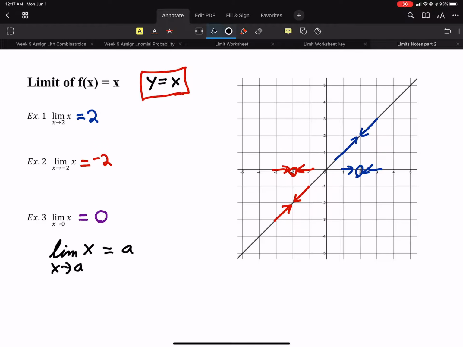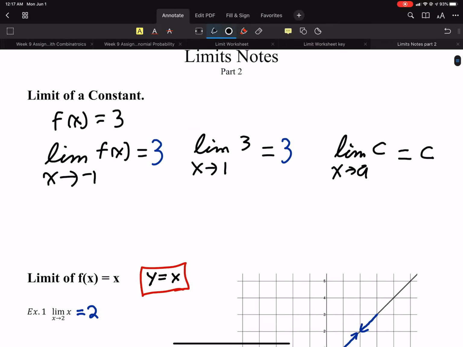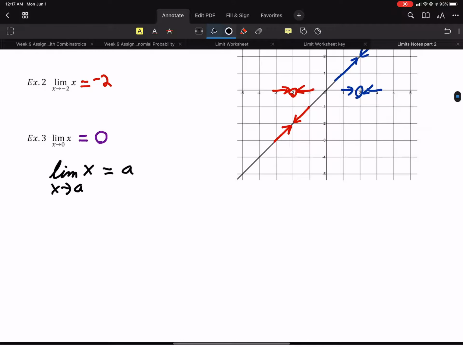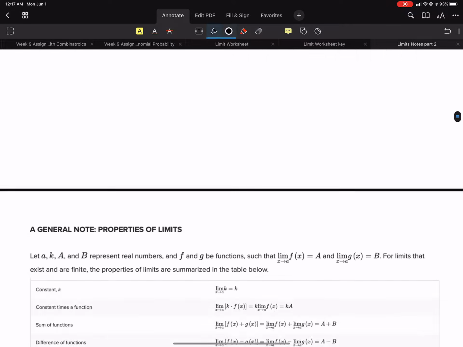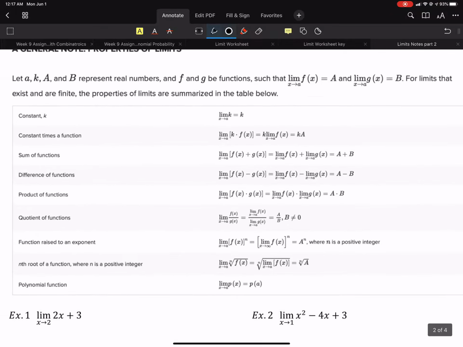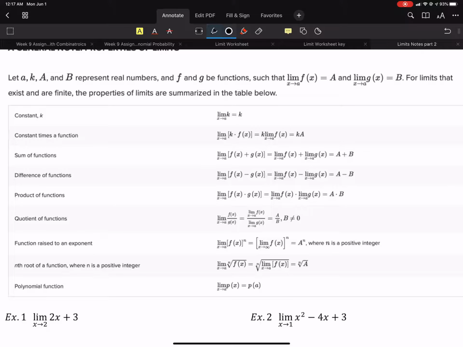So that's another property. Using these two properties and a bunch of new ones I'm about to show you, you will be able to find the limits of a bunch of things. So let's look at all these properties. A few things they point out: k, a, and b are all real numbers. f and g are functions. The limit of f of x as x approaches a is a, and the limit of g of x as x approaches a is b.